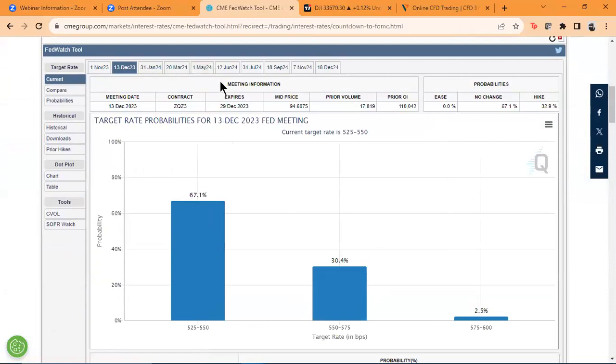If we go beyond that, then really we're getting into, well, not cuts, but the higher for longer phase, before then cuts towards the middle and third quarter of next year.